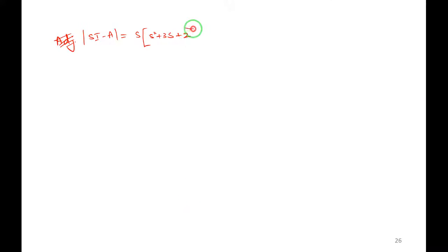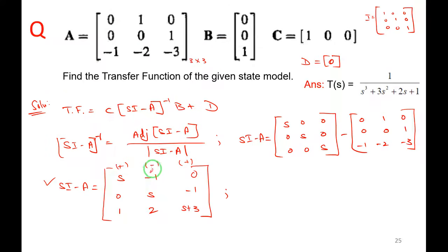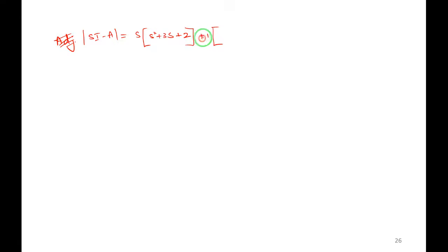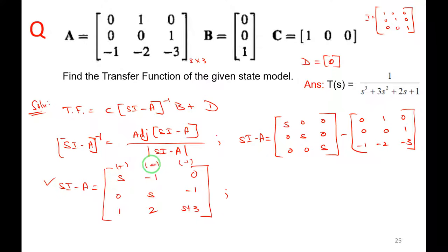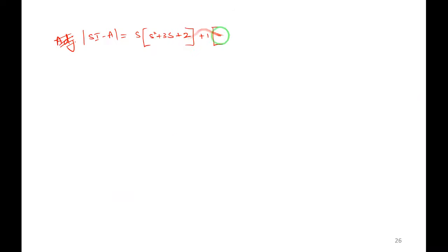The next term is minus 1 into. Be careful with the sign: this is minus 1, so minus of minus 1 becomes plus. Leave this column and this row: 0 into (S plus 3) is 0, and minus into minus is plus, so 1 into 1 is 1. So I am getting 1 here.